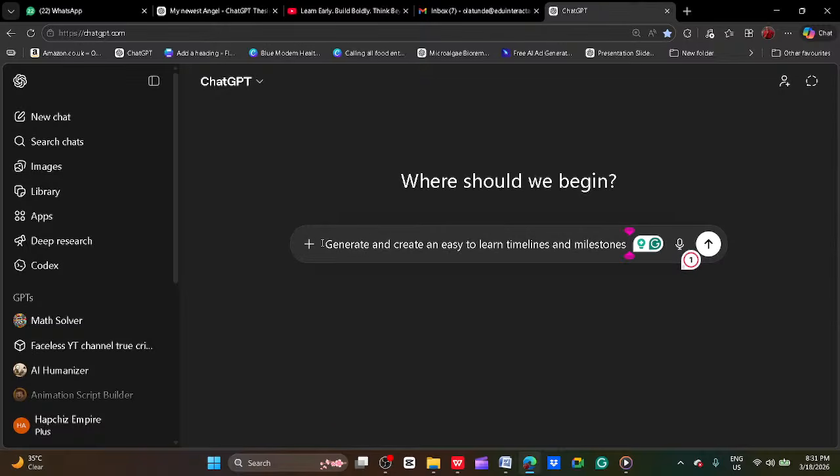So if you don't know how to use ChatGPT, it is better for you to know how to use it. ChatGPT is what we will be making use of often and from time to time. I want to use ChatGPT to generate and create easy to learn timelines and milestones.